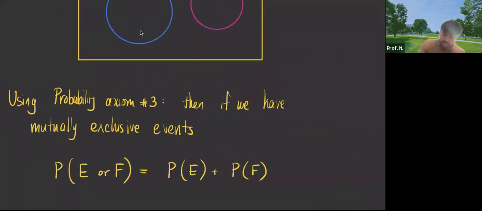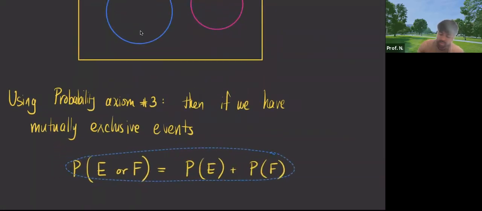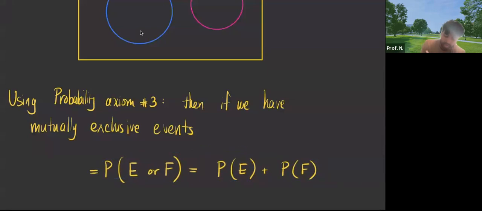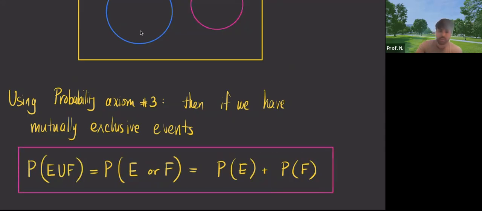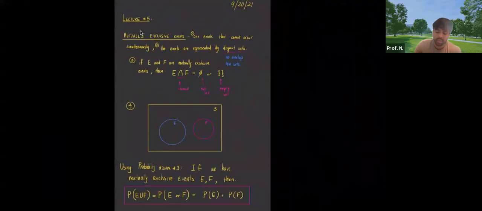We use "or" interchangeably with the union symbol, so you may see this much more as E union F. Again, this only occurs if we have mutually exclusive events, E and F. So let me write this. If we have mutually exclusive events E and F, then the probability of E or F occurring is the probability of E plus the probability of F. This only occurs with mutually exclusive events.